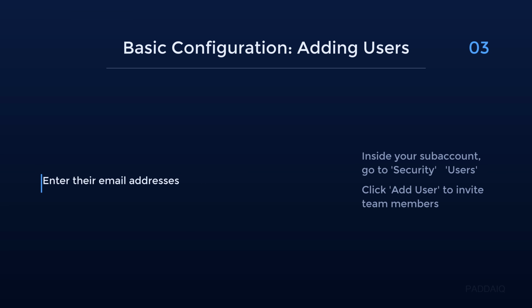Enter their email addresses. This means typing the exact email for each person you want to add to the system. For instance, when onboarding a new colleague, you would input their company email like john.doe@company.com. This action is the primary step to grant them platform access.